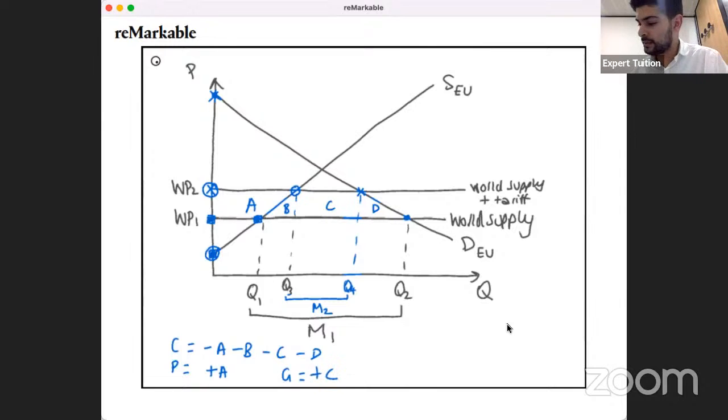But what is the net effect? The net effect is that if we combine all of these together, do you agree if we apply some really basic maths? Minus A and plus A cancel each other out. Do you agree that minus C and plus C cancel each other out? What you are left with, though, is two welfare loss triangles of B and D.